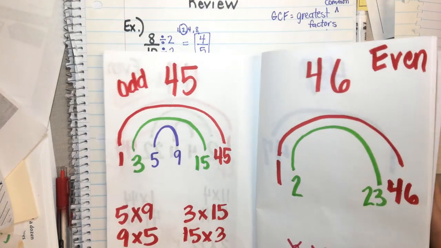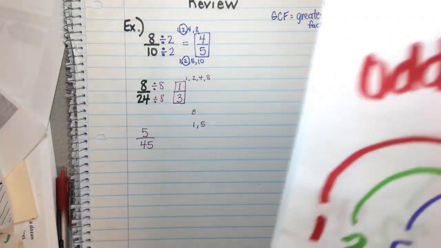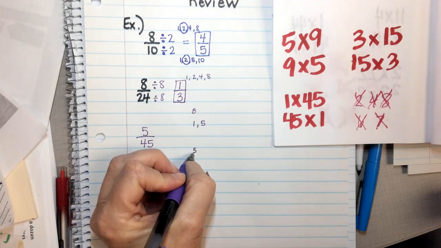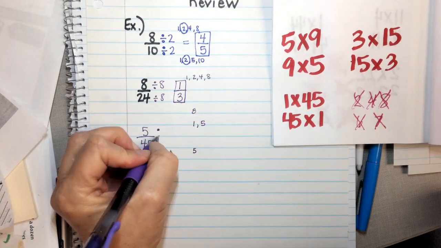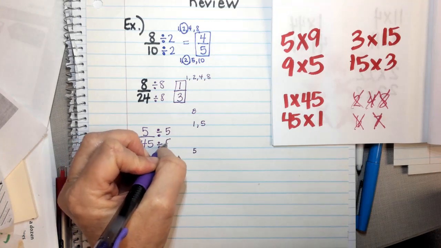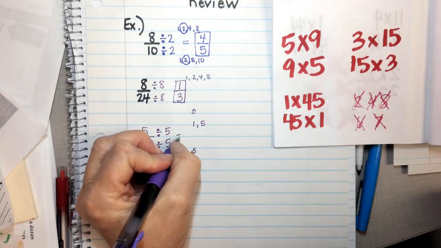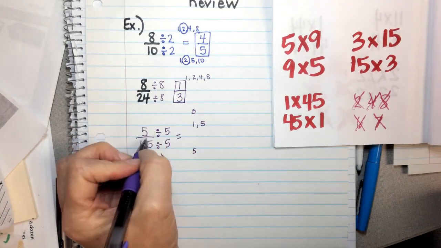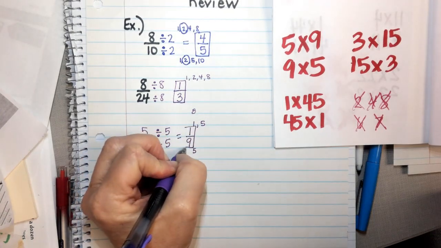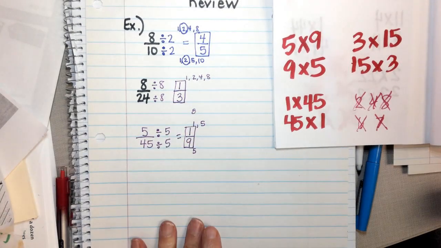So the largest number that they share looks to be the number 5. So if I divide the numerator by 5 and the denominator by 5, I'm going to get a smaller fraction name, which will be 1/9. 1/9 is going to be my smaller fraction name.